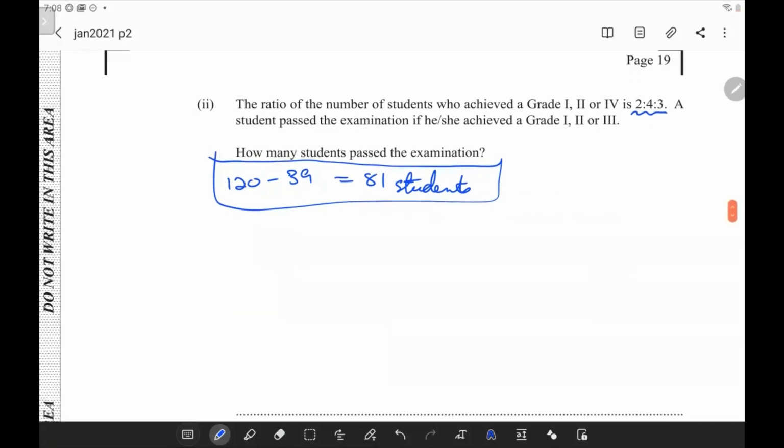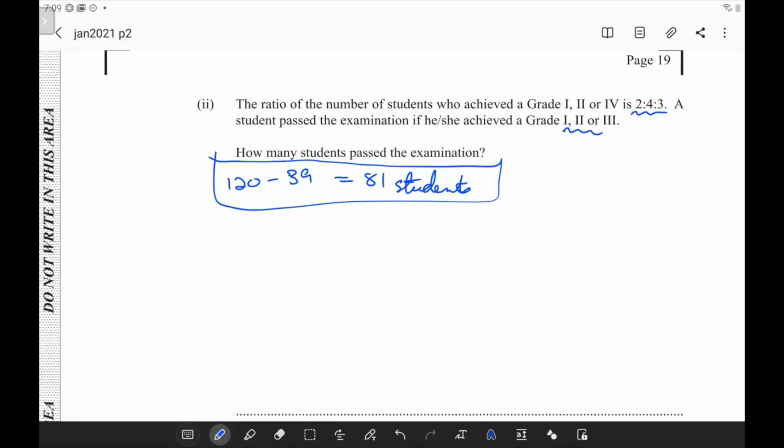So how many shares do we have? It is 2 to 4 to 3. So we have 2 plus 4 is 6 plus 3 is 9. So we have 9 shares. Okay, so now look at what they asked. They only care about the 1, 2, and 3. We do not need to know how many people got 4s, at least as yet.